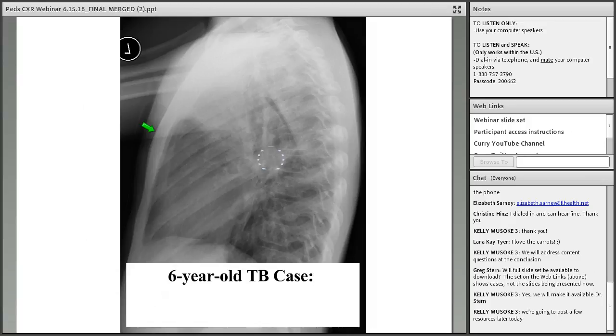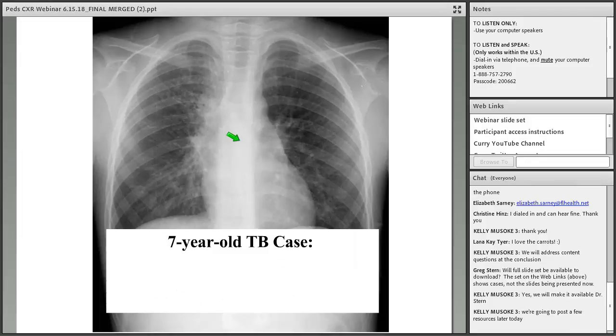Here's the lateral of the same patient. You can see that this is the region of the left PA, but it's more rounded than what the left PA should be, so there's a suggestion of adenopathy in the left hilum there. Here's the area of consolidation seen in the upper lungs.